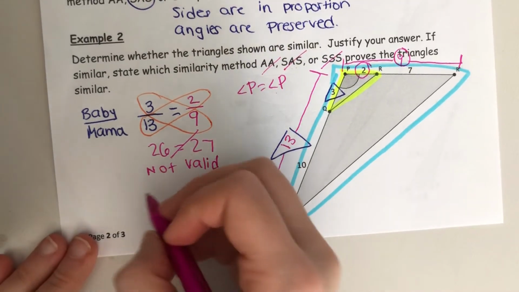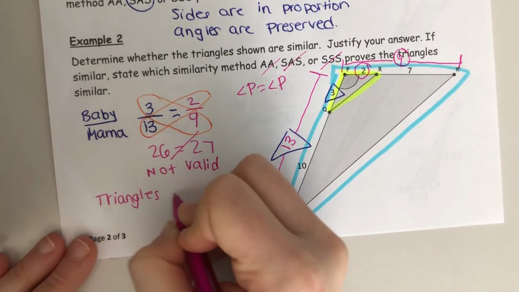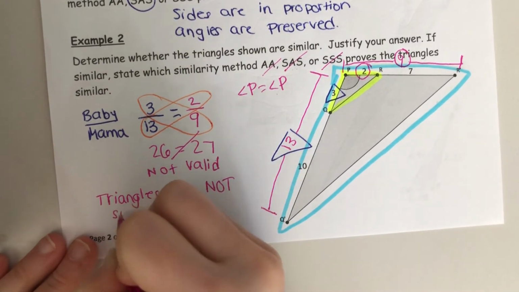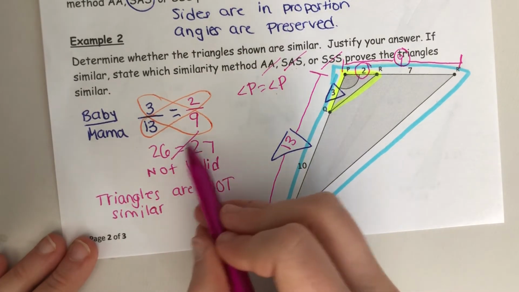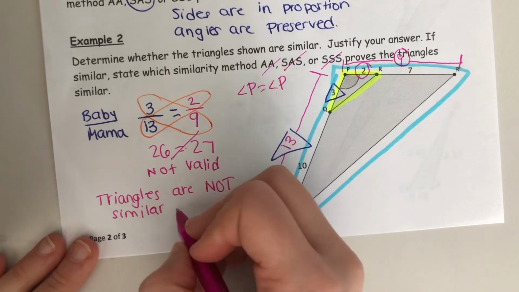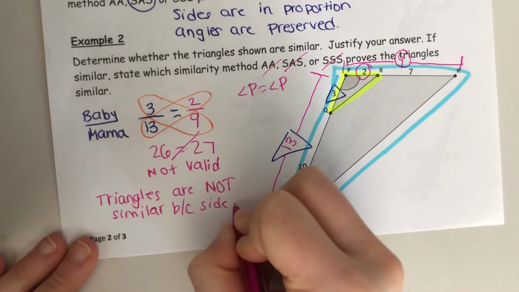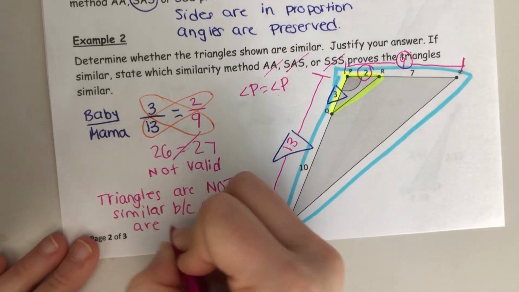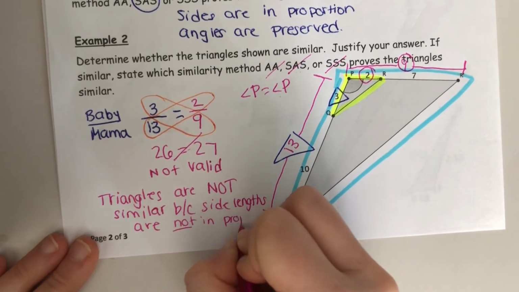So therefore we can say the triangles are not similar. And we can say because the side lengths are not in proportion. The side lengths, they did not equal each other when we made the proportion. So because side lengths are not in proportion.